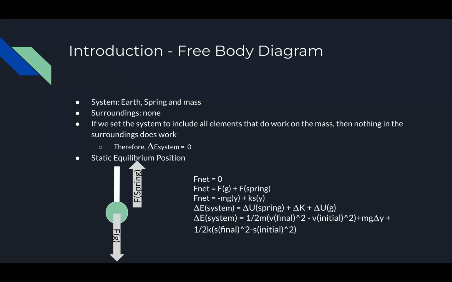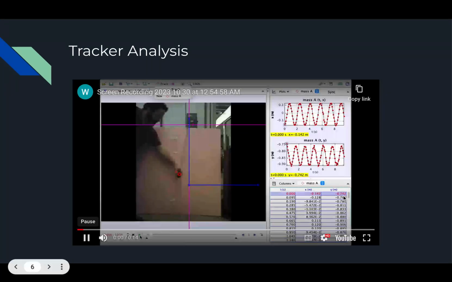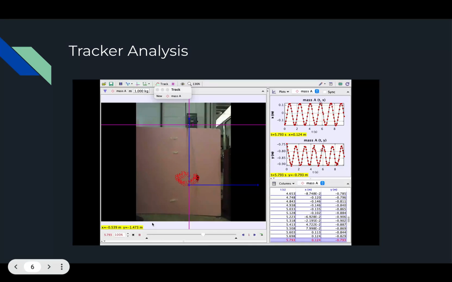The free body diagram, as you can see, is that the force of the spring points upward, and the gravitational force points downward in a static equilibrium position. Here's the Tracker analysis for the lab. The spring just oscillates back and forth, and the time and x and y positions are calculated.